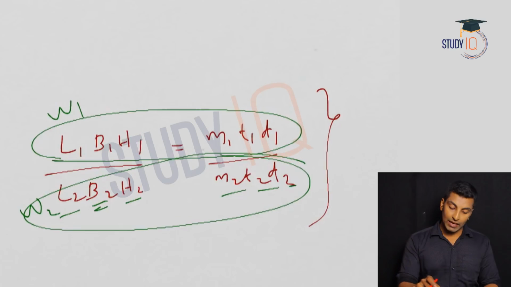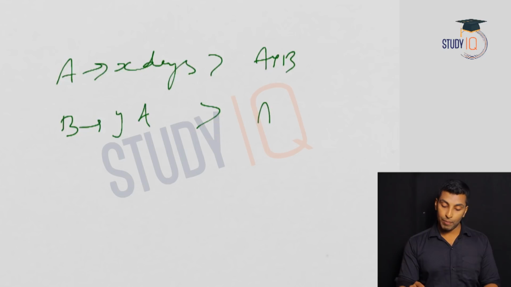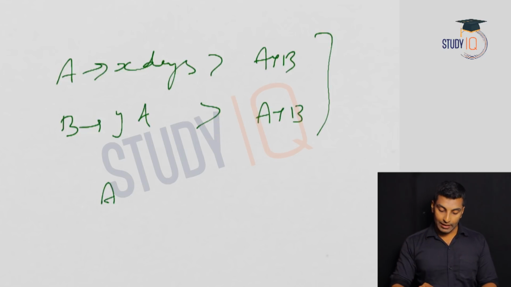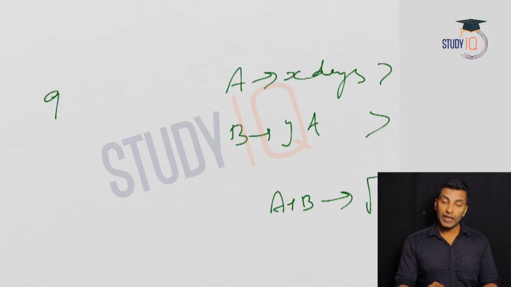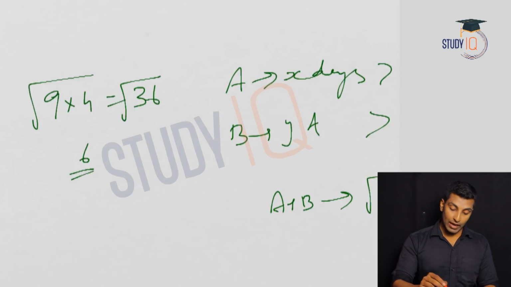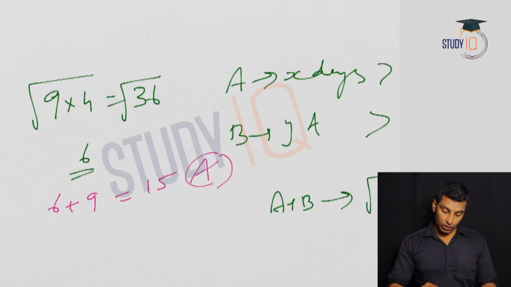Then the second important concept that we have discussed, which is again very important: if A takes X days more than A plus B, and B takes Y days more than A plus B, then A plus B working together can complete the work in root XY days. For example, A takes 9 days more and B takes 4 days more: root of 9 into 4, which is root 36, which is equal to 6. From this you can find A: 6 plus 9, because A takes 9 days more than A plus B. So A takes 15 days. B takes 4 days more, so 6 plus 4, that is 10. So B takes 10 days.